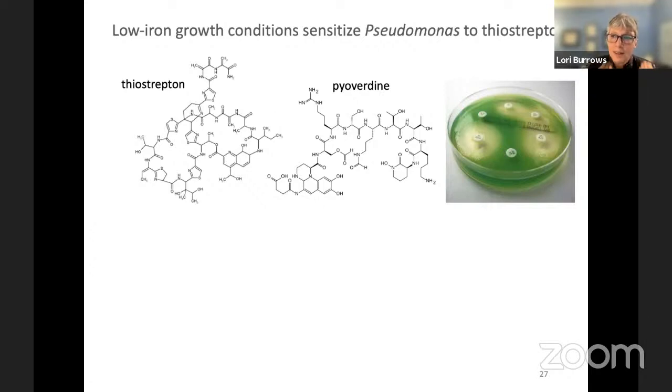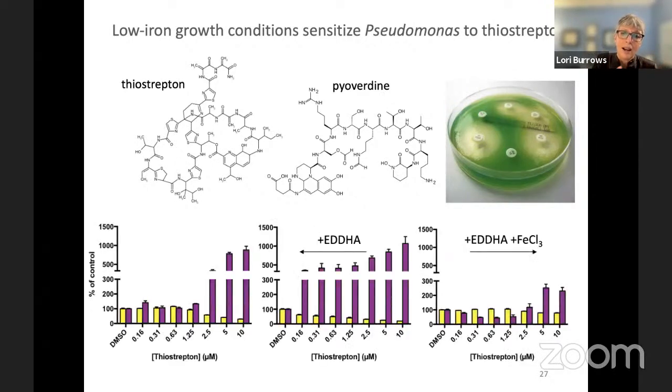So it sends this molecule out. And when the molecule binds iron, it quenches that fluorescence. And the bacteria recognize the iron-bound form and they bring it back into the cell. And so we decided to test whether Thiostrepton was using the receptor for this molecule. Because we saw that if you add an iron chelator, right? So if you chelate iron using this molecule called EDDHA, you increase the susceptibility of Pseudomonas to Thiostrepton.